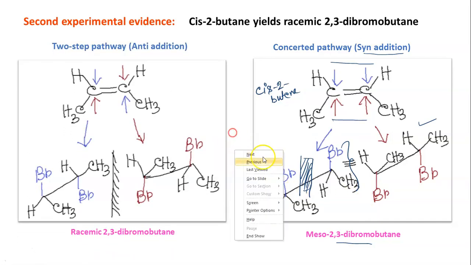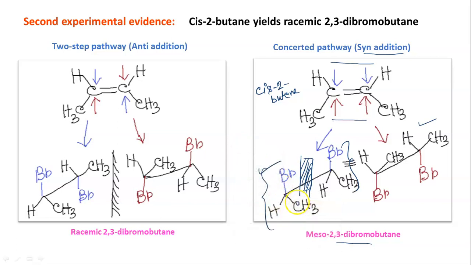Now there is another possible pathway, which is a two-step pathway, that is anti-addition. Now you can follow this blue arrow. These two are anti to each other, and also these two red arrows are anti to each other. If you follow the blue arrow, the bromine positions are like this, and if you follow the red arrow, the bromine positions are like this. Now both are anti, right? But the important thing is, if you look carefully, these two have a mirror image relationship.